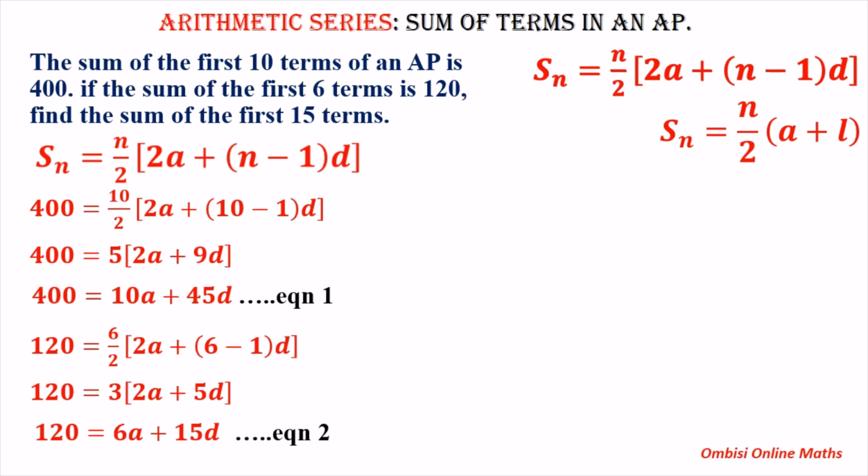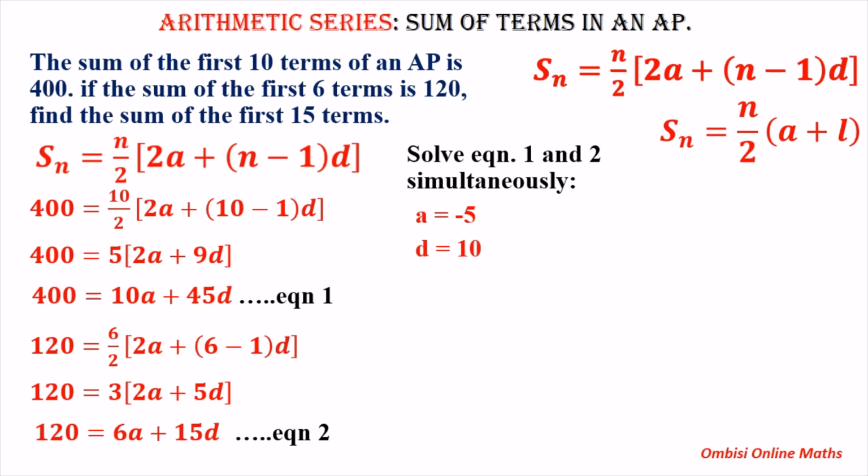So equation 1 and equation 2 are two simultaneous equations which can be solved simultaneously with any of the available methods of solving simultaneous equations. When you solve equation 1 and 2 simultaneously, then the value of a is negative 5, that is the first term, and the value of d is 10. So now that we found the value of a is negative 5 and the value of d is 10, we can go ahead and find the sum of the first 15 terms.